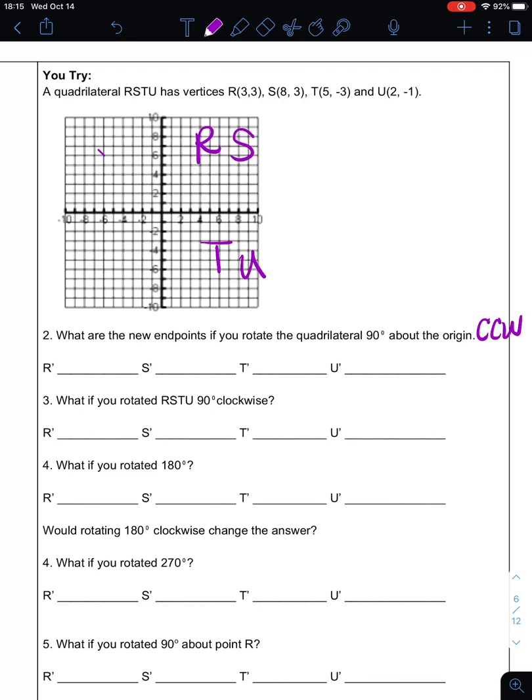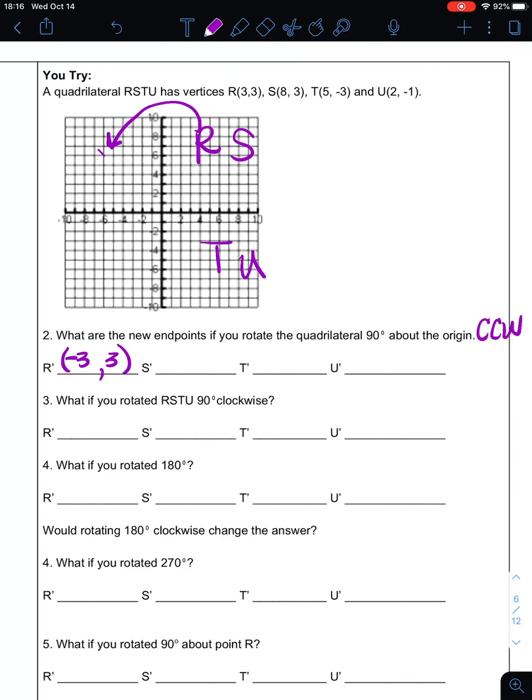So 90 degrees about the origin. I'm going to switch them because it's 90 degrees, so I say switch. So I'm going to switch R. Well, that's easy because it's still 3, 3. But I went from quadrant 1 to quadrant 2. So the signs in quadrant 2 are negative, positive, so I'm going to put a negative.